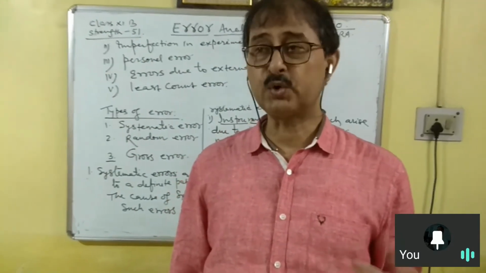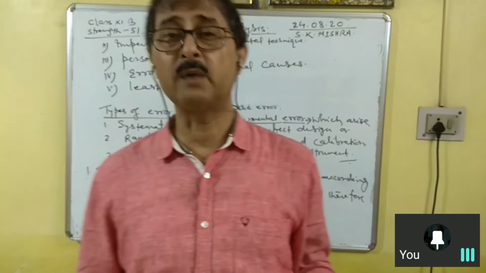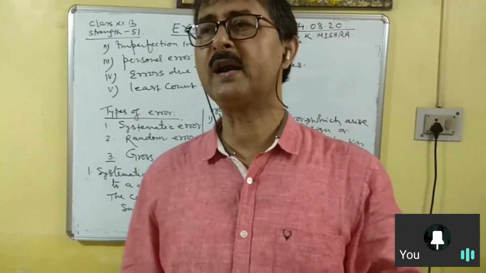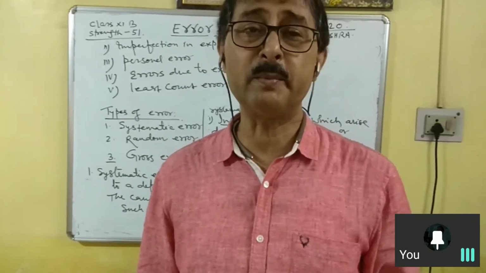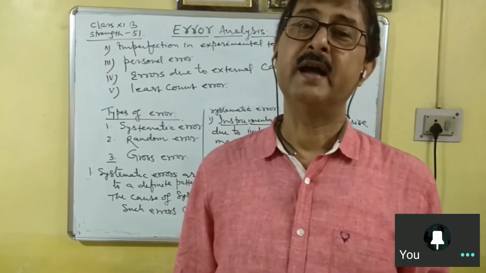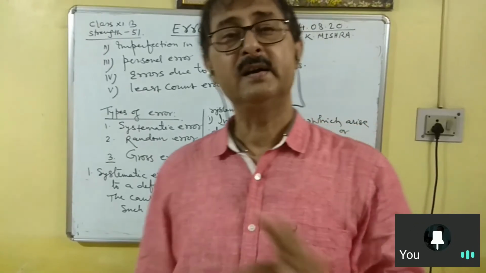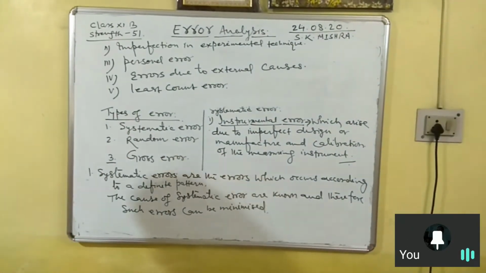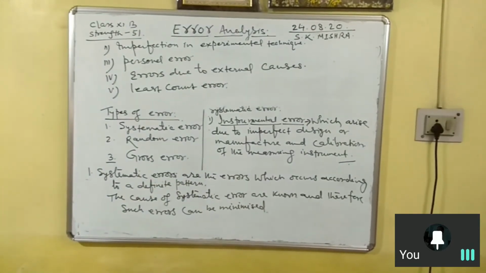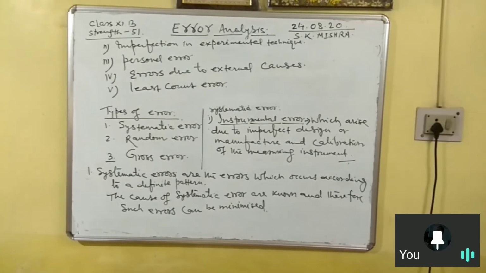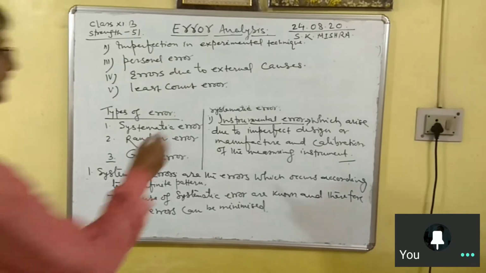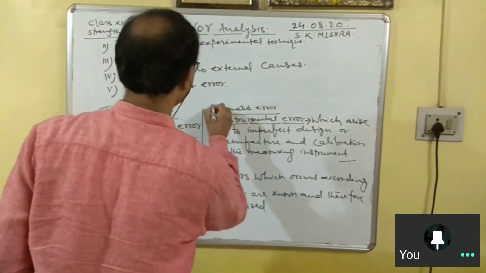In a screw gauge also the least count term is involved. In a vernier caliper, in a microscope, voltmeter, galvanometer, there are several instruments where you have to find the least count and then measure the reading. Now these are the simple meaning of least count error. Error due to external causes, personal error, imperfection in experimental technique, and instrumental error are the types of systematic error.